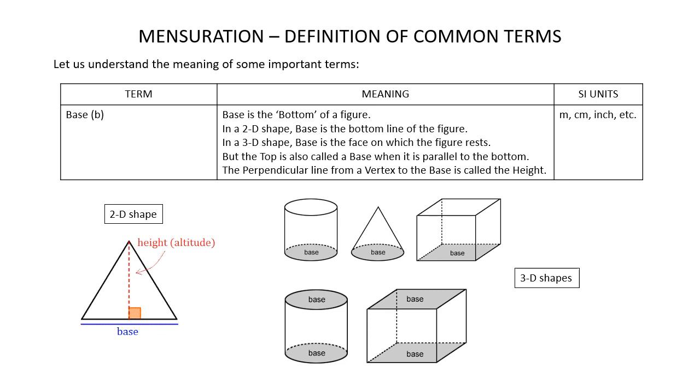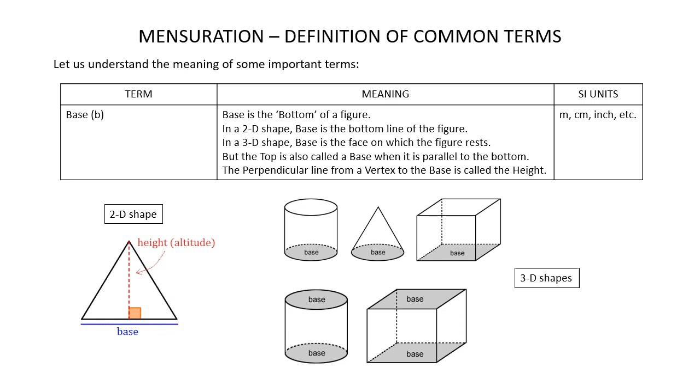Now let's look at these 3D shapes: cylinder, cone and cuboid. Here the base is the face on which the figure rests. So this would be the base of the cylinder, this would be the base of the cone, and this would be the base of the cuboid.